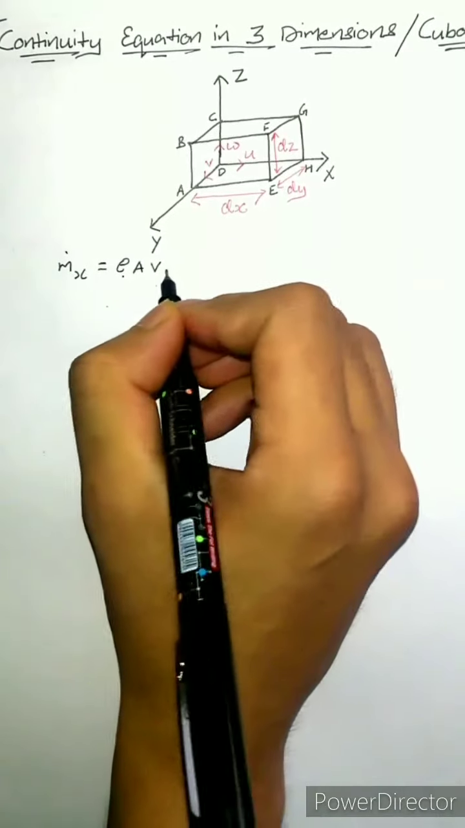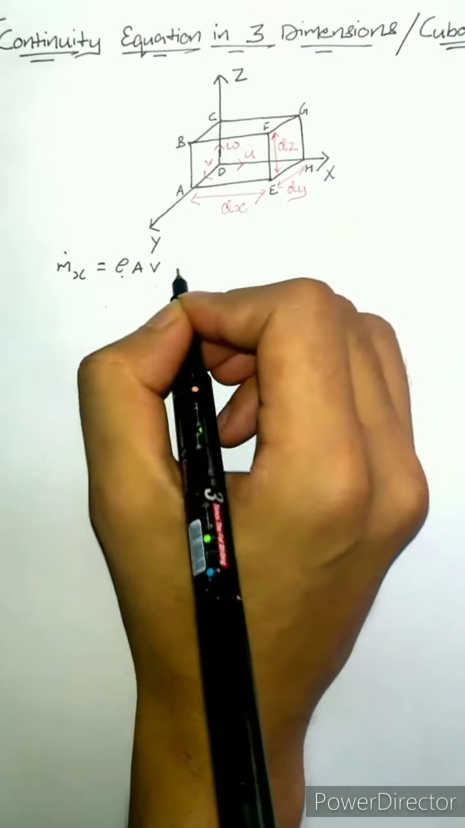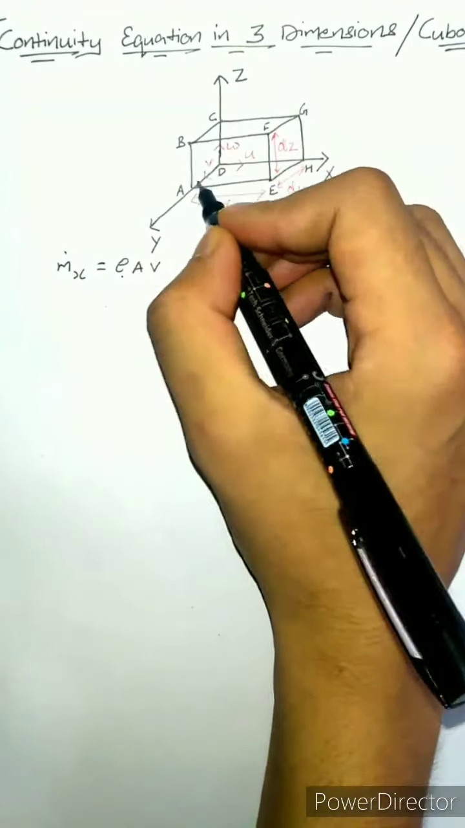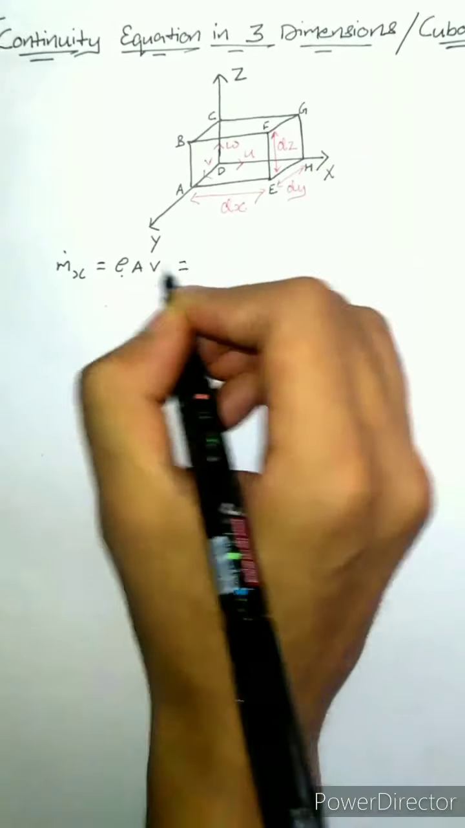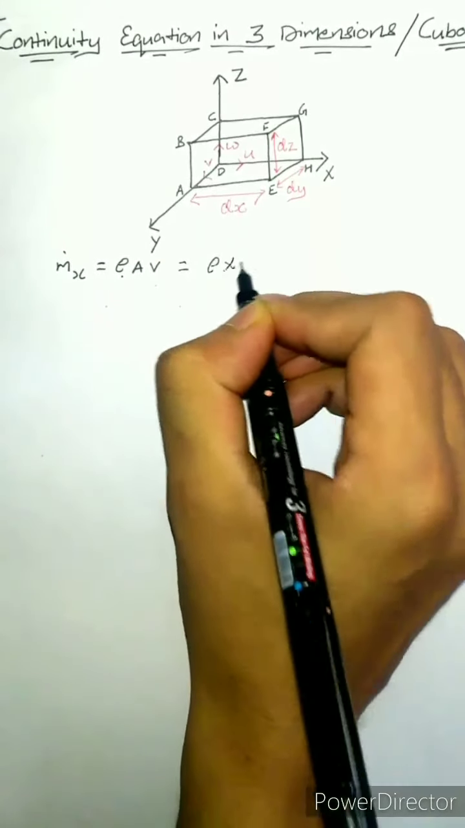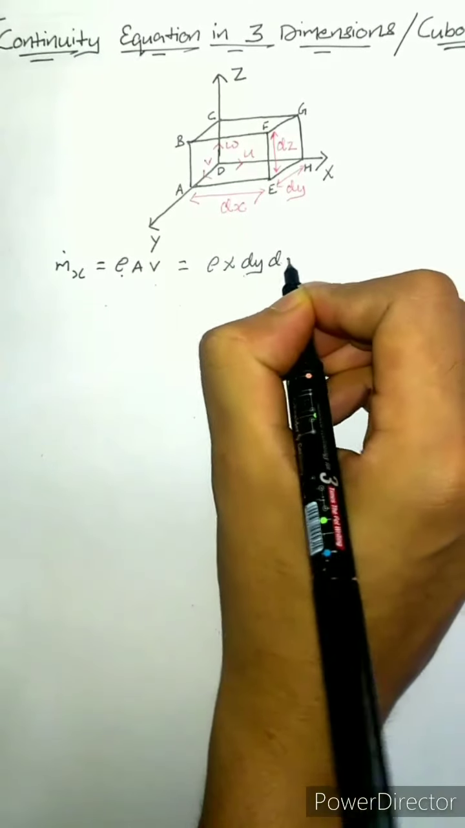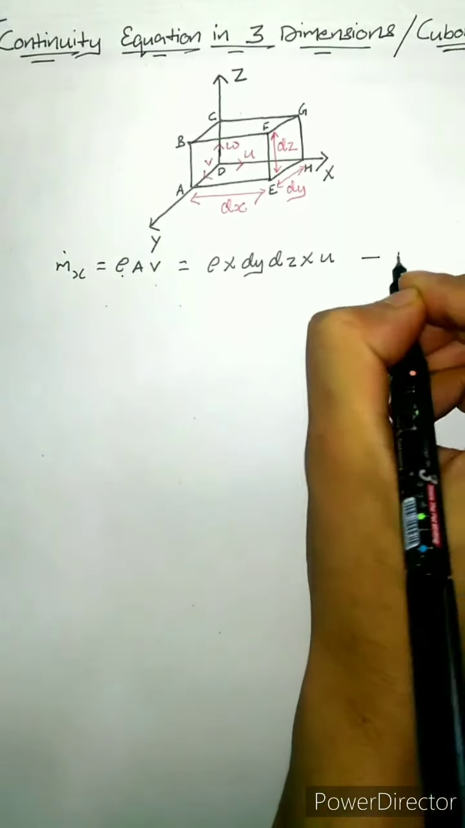As we know, the velocity in the x direction is denoted by u, the area of ABCD is dy into dz, and rho is the density. This is the first equation.